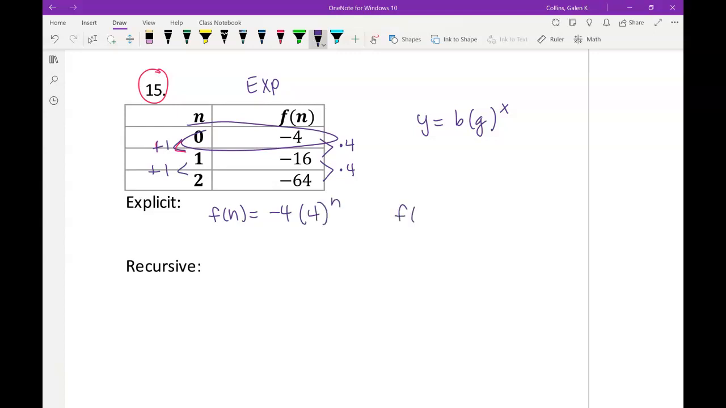If I started at a different y value, let's say that I started with negative 16, my growth factor is still 4, but like we see in point slope form, I would subtract up there. So a couple ways we could write those. For my recursive formula, I'm going to multiply my previous term times 4. And again, I'm going to give a value from my table.